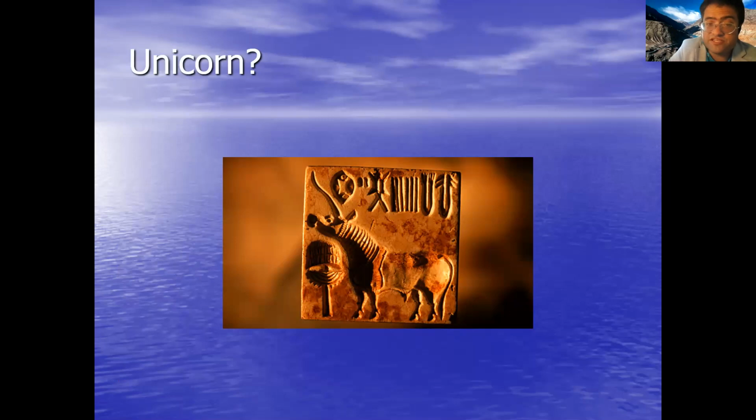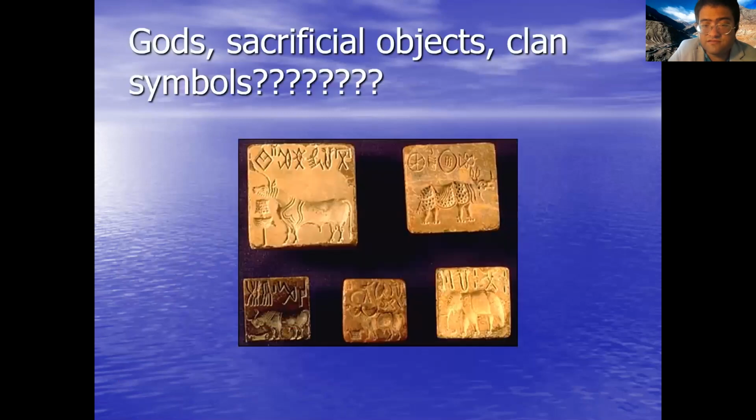We have early images of what becomes a mythic animal in many parts of the world, unicorn. And then we have all these images that appear to have some type of writing, and we're not so sure. Maybe these were the ancient gods, maybe these were objects of sacrifice, maybe there's symbols of different clans that existed at that time. It's just hard because, again, we don't have a language that's been deciphered.